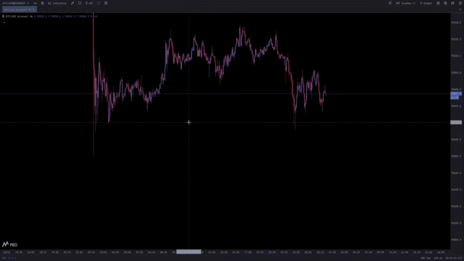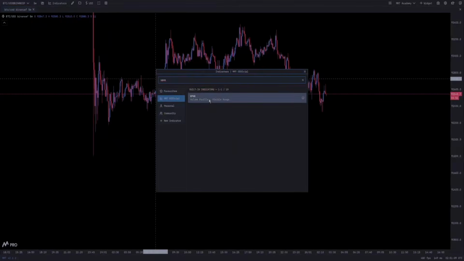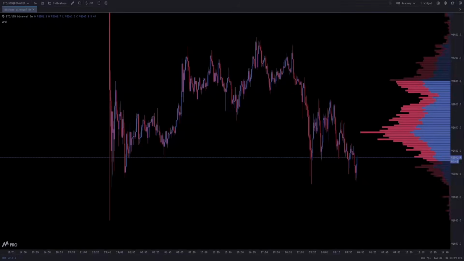Jumping into the terminal, we can get VPVR on our charts by going to the Indicators tab, MMT Official, typing it in, and clicking on the indicator. As a volume profile, it shows us at what price levels volume has been transacted and relative amounts for the price data currently visible on our chart. The red part of the row indicates the quantity of market selling at that particular price, and the blue part is the market buying. Together, they make the total volume.